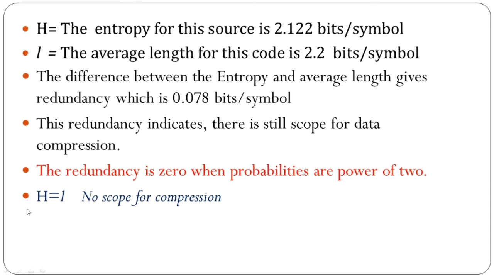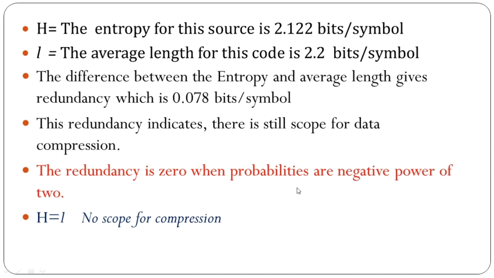If we get H is equal to L, that indicates there is no scope for data compression, and this case arises when we have a redundancy 0. Redundancy 0 means difference between H and L is 0, that indicates H is equal to L. This case is possible only when probabilities are negative power of 2. So this gives maximum entropy, and case H is equal to L.